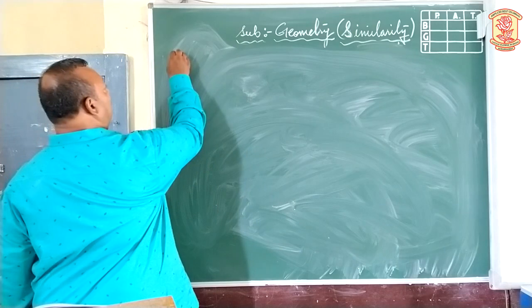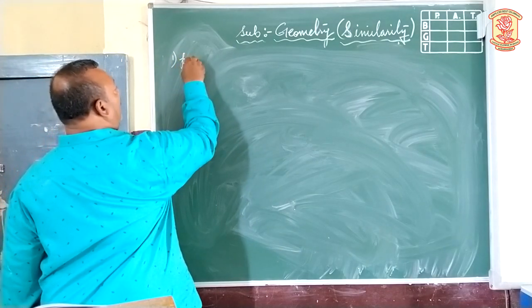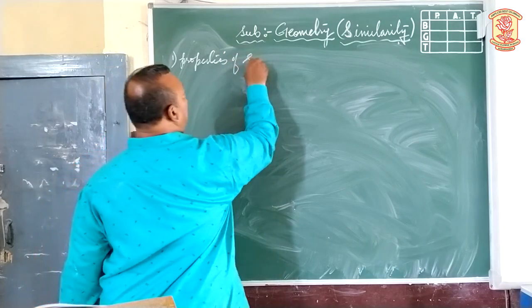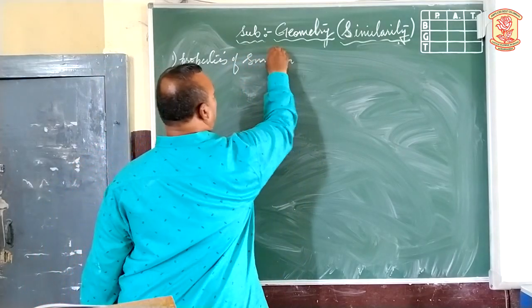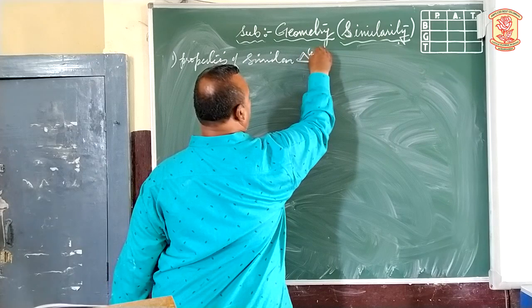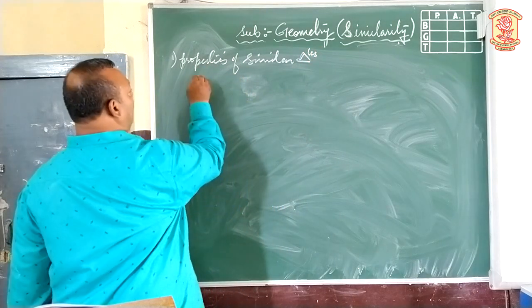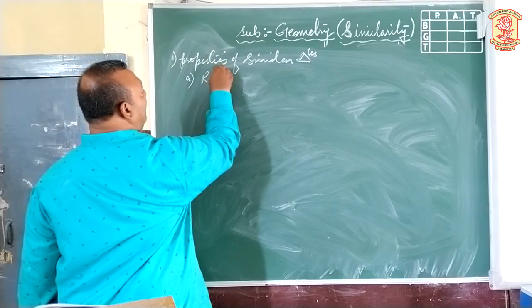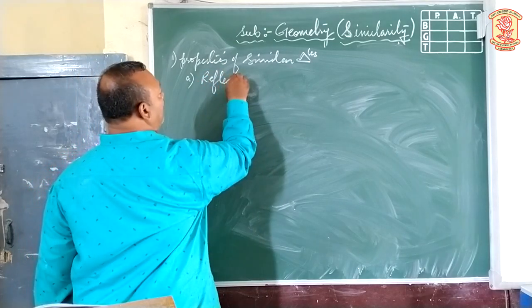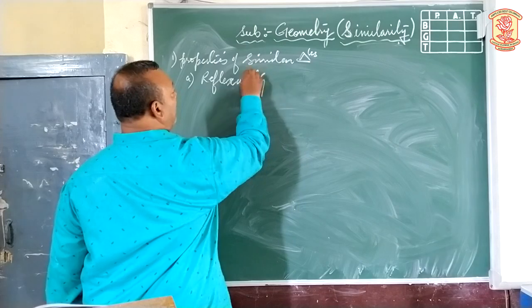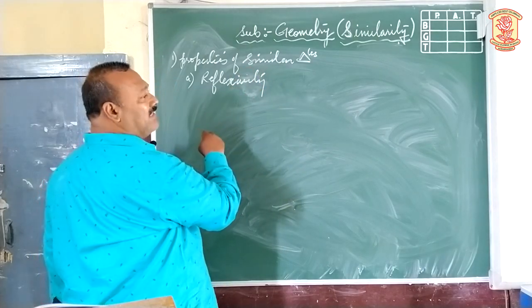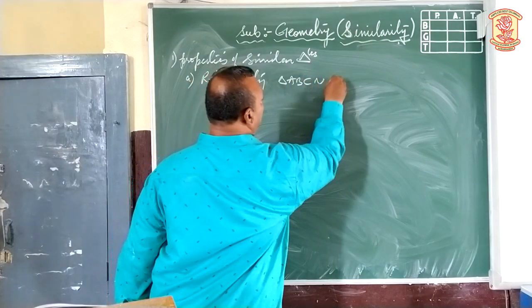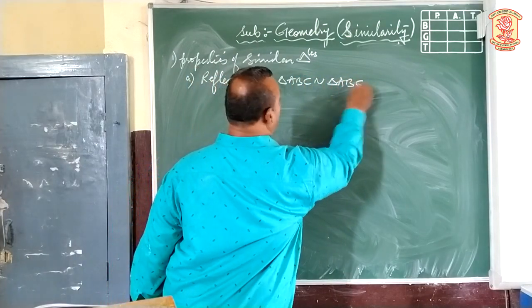Now we'll see properties of similar triangles. These are the properties of similar triangles. For example, the first property is called reflexivity. First property termed as reflexivity means triangle ABC is similar to triangle ABC itself.